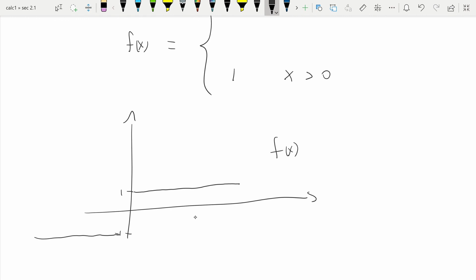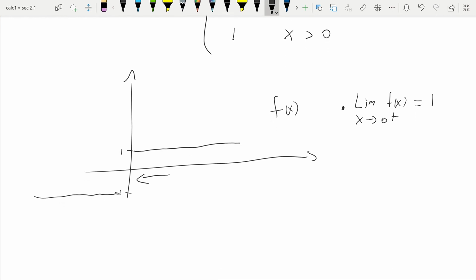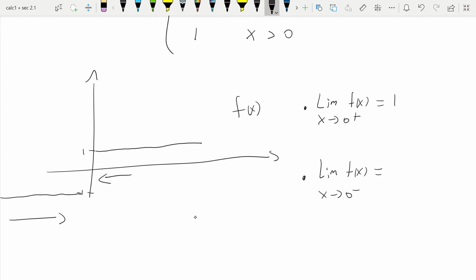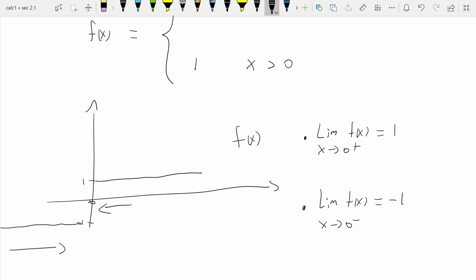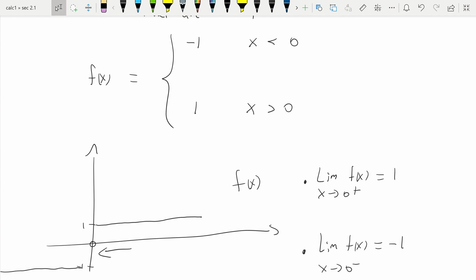And so as we approach 0 from the right, we see that the limit from the right is 1, while the limit of f of x as x approaches 0 from the left, so if we approach from this side, then f of x is actually equal to -1 all the way, so it's certainly approaching -1. Notice here that this graph has a hole when x is equal to 0, so f of x is not defined.